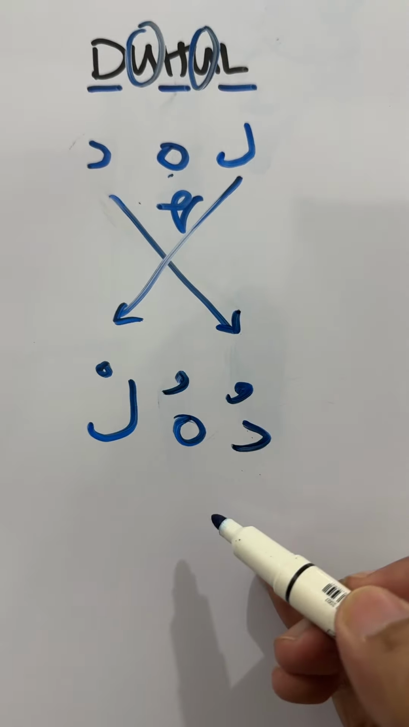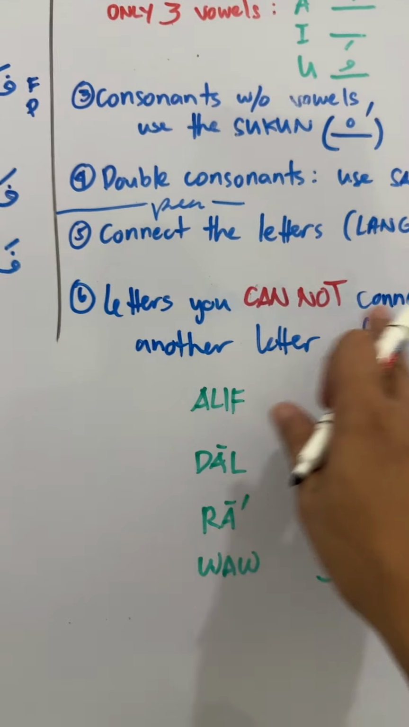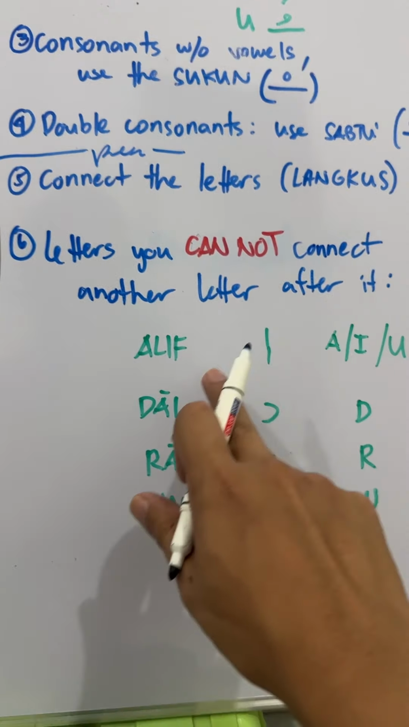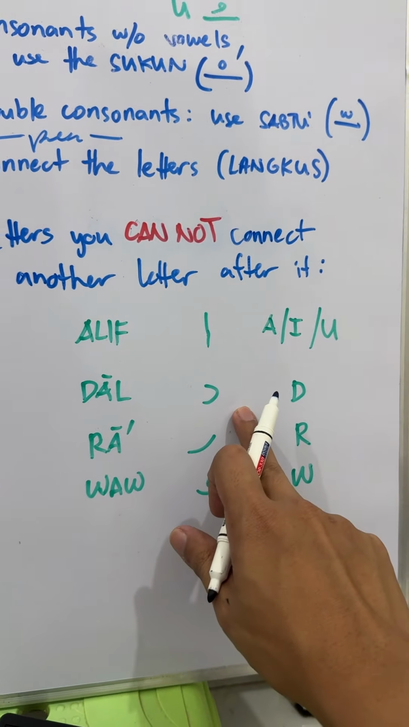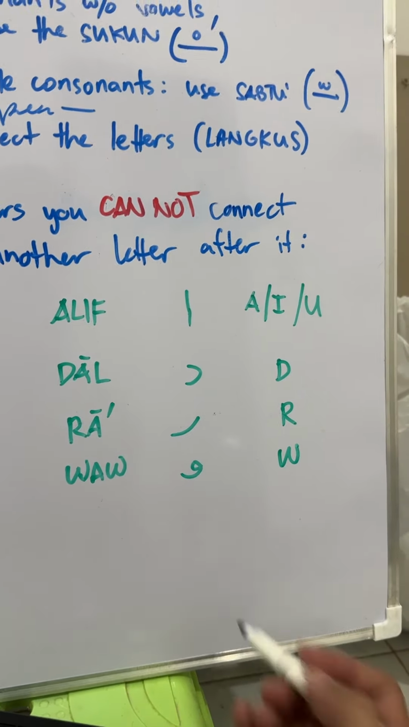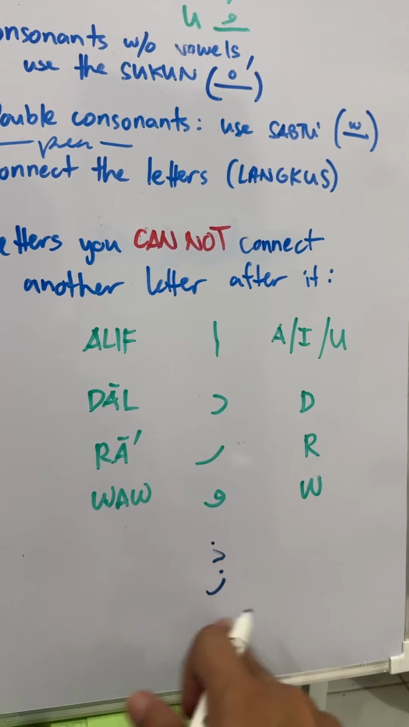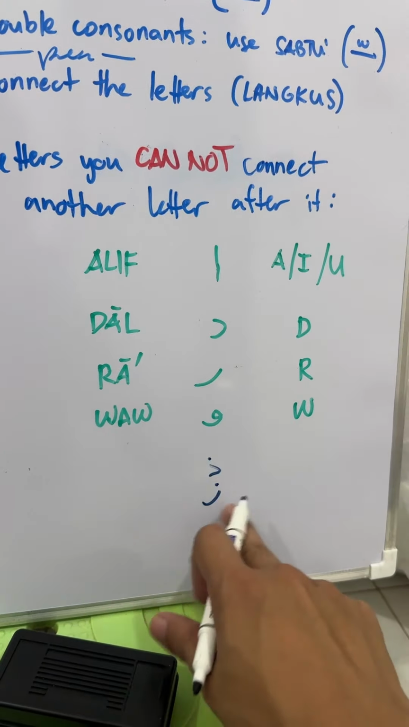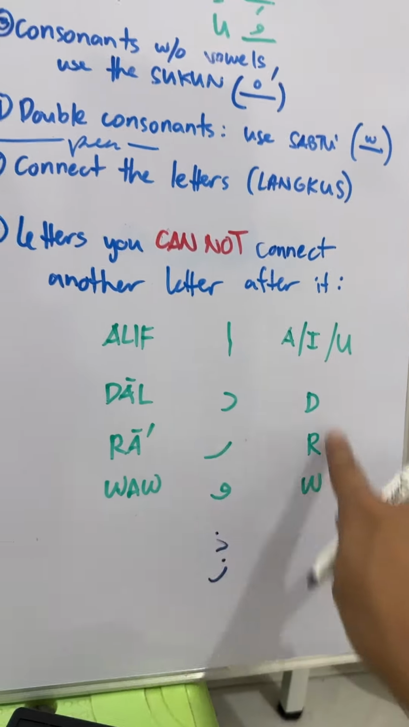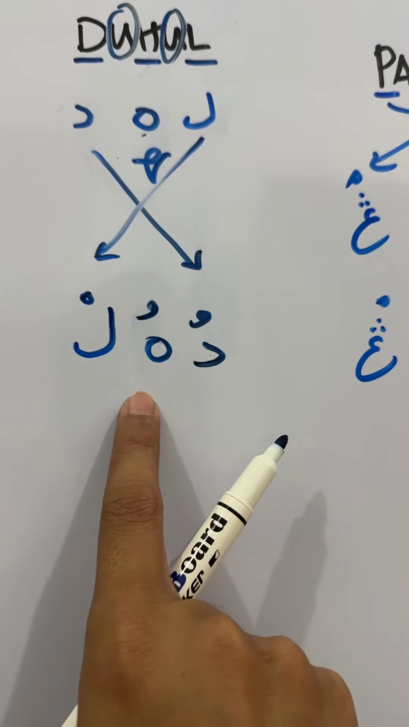Now how do we connect this? There's a rule that there are letters that you cannot connect another letter after, which includes dal. So here they are: adru, alif, dal, ra, and waw. If we include the Arabic, we should also include dal and zay. But these are not native letters in Bahasa Sug. These are Arabic. So dal is one of those letters that you cannot connect another letter after.